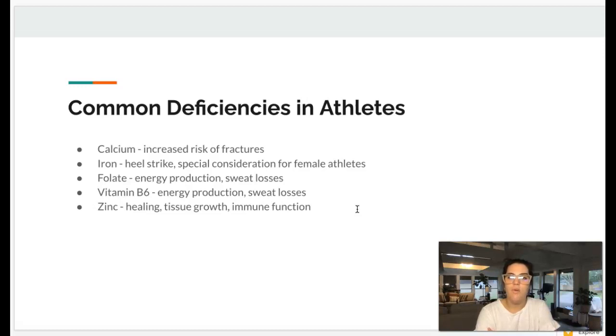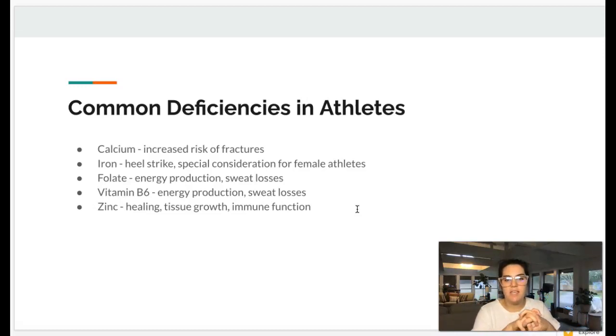When runners hit their heel on the pavement, they are actually sort of degrading the red blood cells in which iron is joined to. And so that can actually deplete iron stores just from that heel strike. And then with female athletes, we have to consider that they have a menstrual cycle in which they're losing iron, so their iron needs are going to be higher.